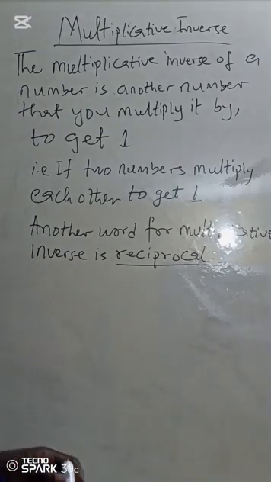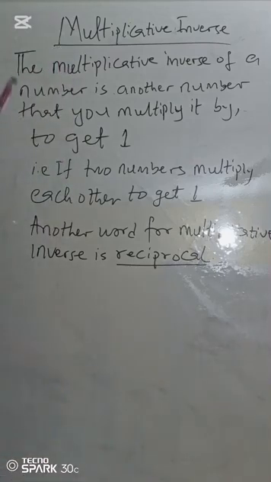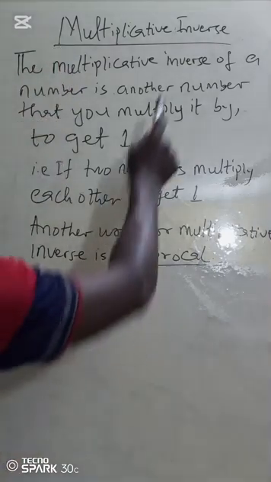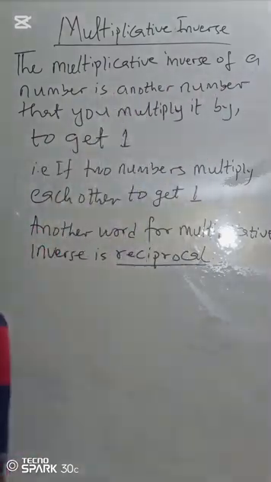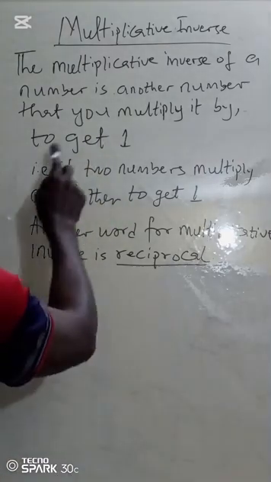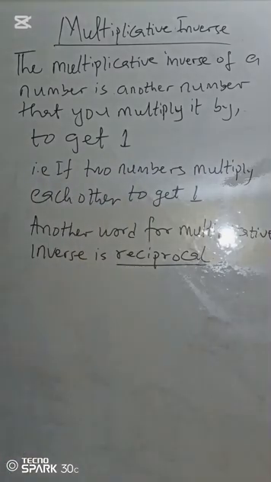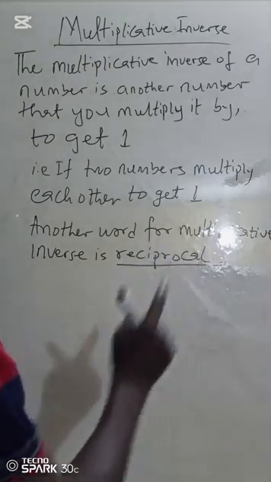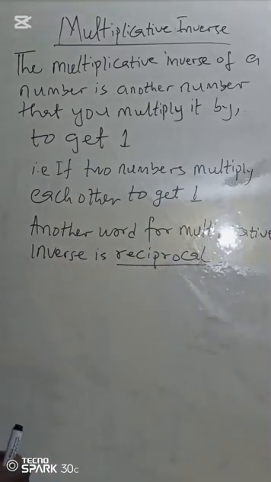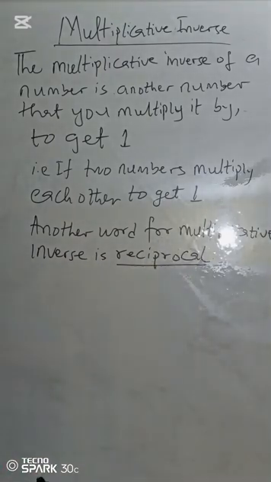Today we want to talk about multiplicative inverse. The multiplicative inverse of a number is another number that you multiply it by to get one. That is, if two numbers multiply each other to get one. Another word for multiplicative inverse is reciprocal.